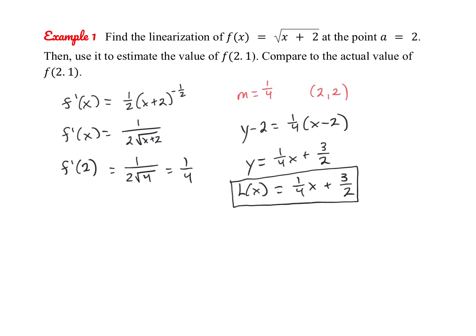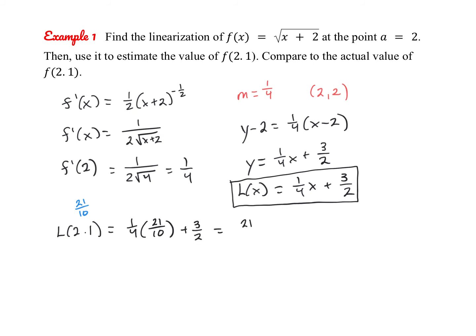And now let's use it to estimate f of 2.1. So we'll do L of 2.1. And you could do this with a calculator, but really linearization is useful when maybe you don't have a calculator to work with and you want something that's easier to compute than our original function. So let's treat 2.1 as 21 tenths. So we have 1/4 times 21 tenths plus 3 halves.